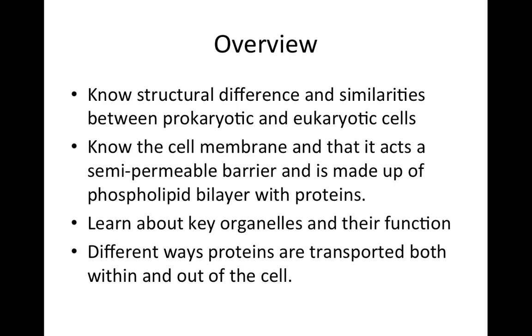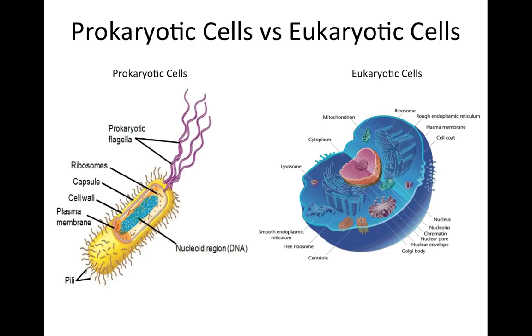And then another thing we want to cover here in part 1 is different ways proteins are transported both within and out of the cell. So we're going to be looking at various types of transport, such as protein transport, osmosis, the movement of water in and out of the cell, and active and facilitated transport. So again, looking at the differences between the prokaryotic cell and the eukaryotic cell.